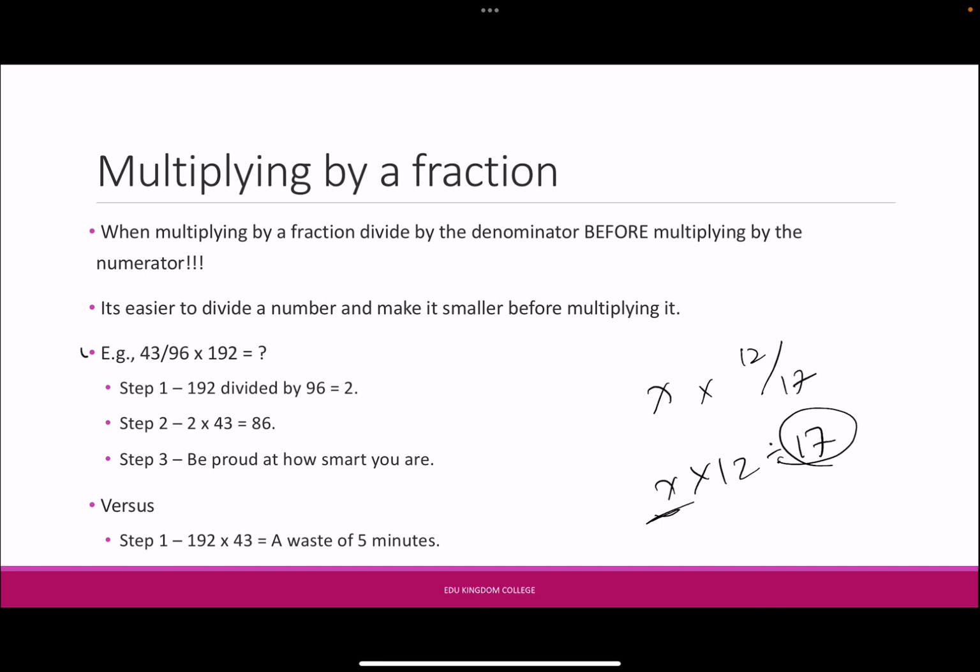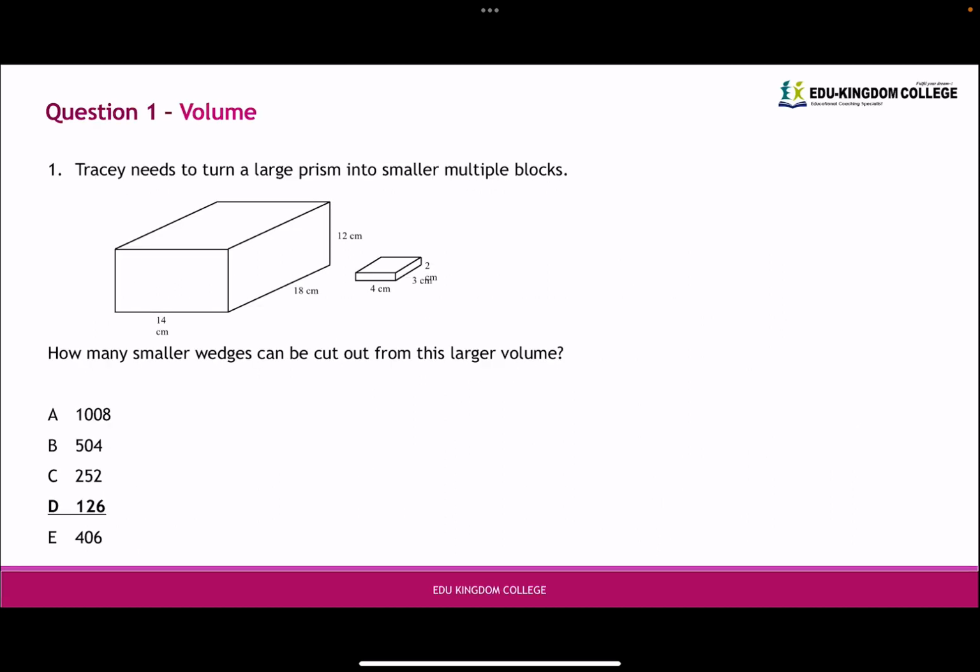So for example, 43 over 96 times 192, can't simplify any further. So that's the same as 192 times 43 divided by 96. Now I can divide by 96 first to get 2, and then multiply it by 43 to get 86. And I can do that in my head. I don't need to write that out. Versus 192 times 43 first, then I need to start writing out, because I can't do that in my head. When you start writing out, it takes longer. 192 times 43 would take ages to calculate compared to 192 divided by 96.